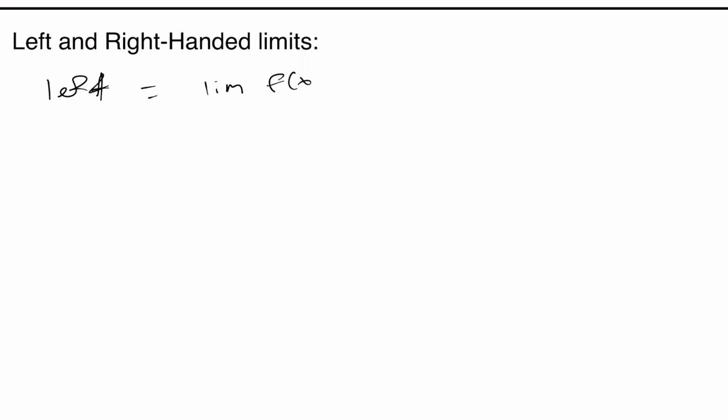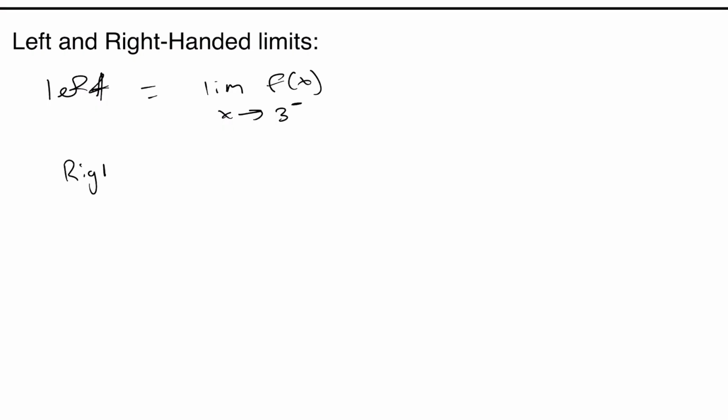So next, let's go over left and right-handed limits. Sometimes the functions behave differently depending on which side we approach them from. So say I give you, in a left-handed limit, we will say the limit of f of x as x approaches 3, but we'll put a negative, indicating that it's coming from the left-hand side.